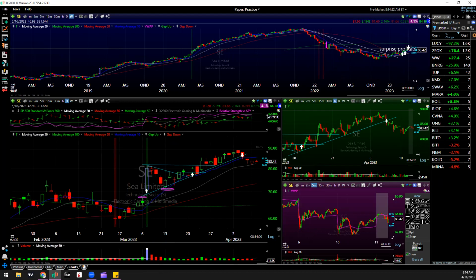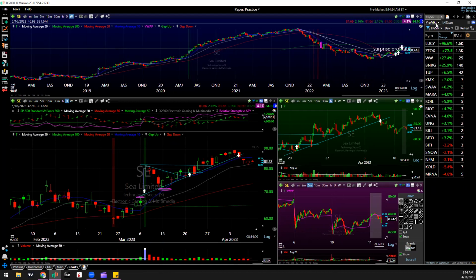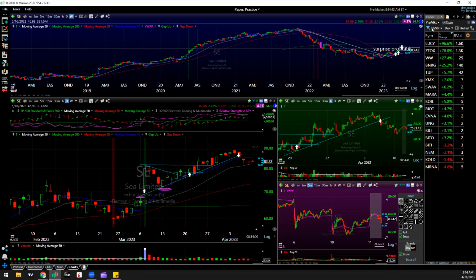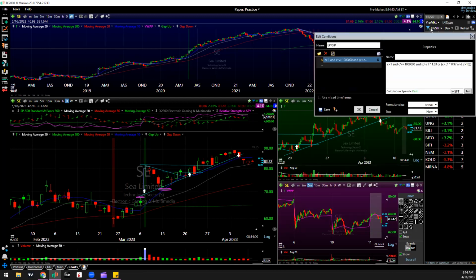So the first thing I do in the morning is just scan the stocks that are trading in the pre-market. So you want to pick the source as pre-market. And I use a very simple scan. C greater than 1, so the price is greater than 1. The average dollar volume traded is 1 million. So it's already traded $1 million worth of shares in the pre-market.